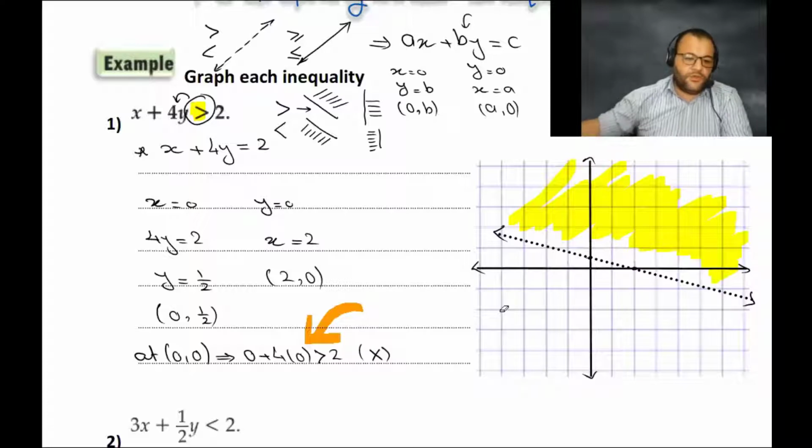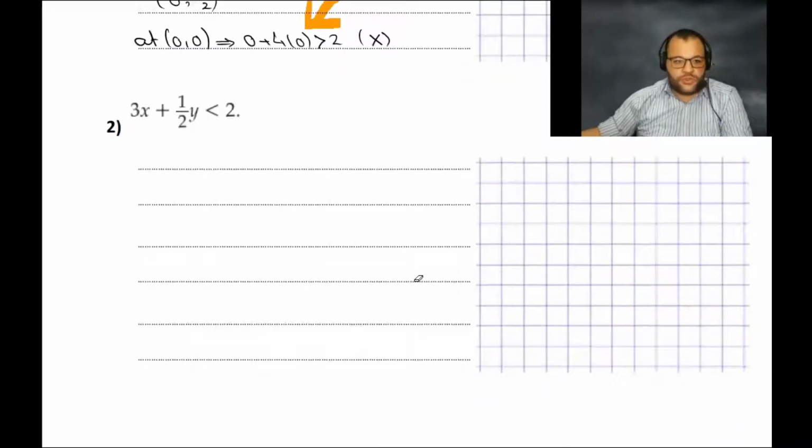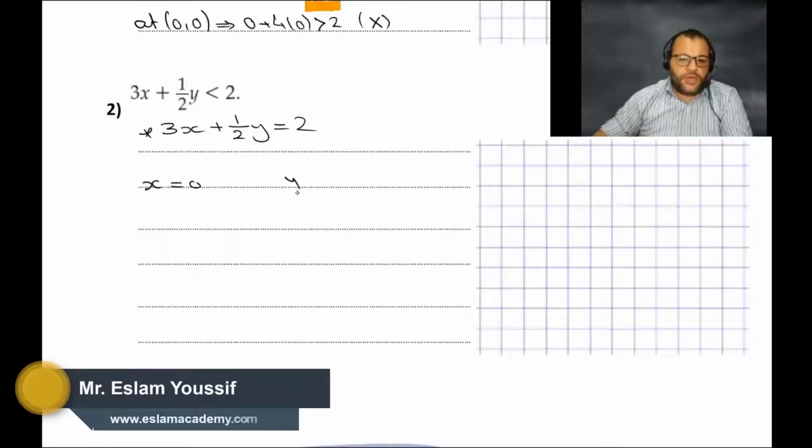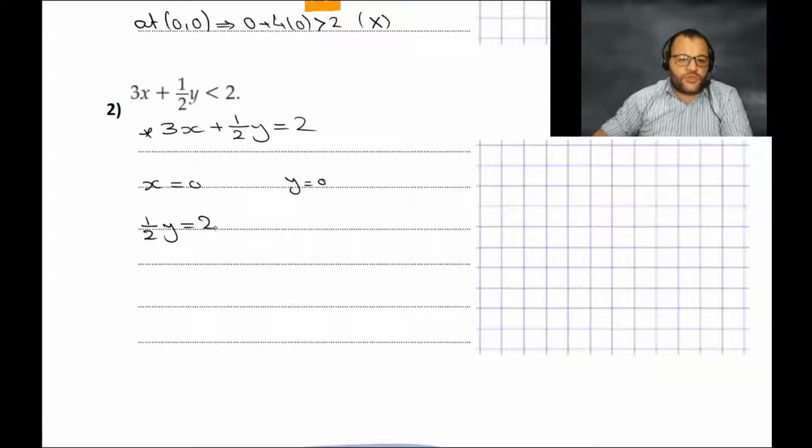So for question number 2, we need to solve it. Again, for question number 2, you need to write the inequality in the form of an equation, so it will be 3x plus 1 over 2y equals, converting to an equation. When x is equal to 0, 1 over 2y equals, then y is equal to 4, so the point there would be 0 and 4. When y equals 0, it means 3x equals 2, then x equals 2 over 3.